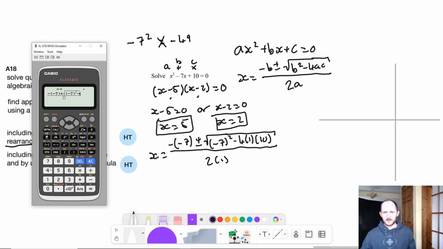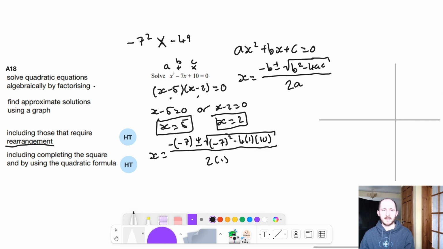B squared minus 4, A was 1, C was positive 10. Yep, and then that's over 2 times 1. Press equals. Oh look, I get 5. And then if I change it to a minus, what am I going to get? 2. So I get the same answers.